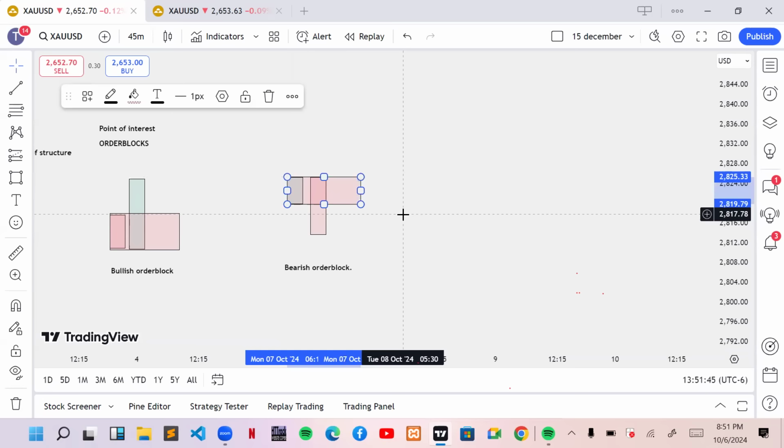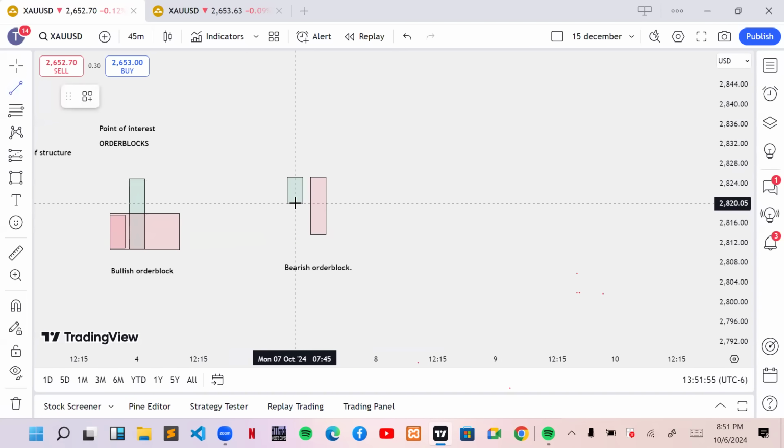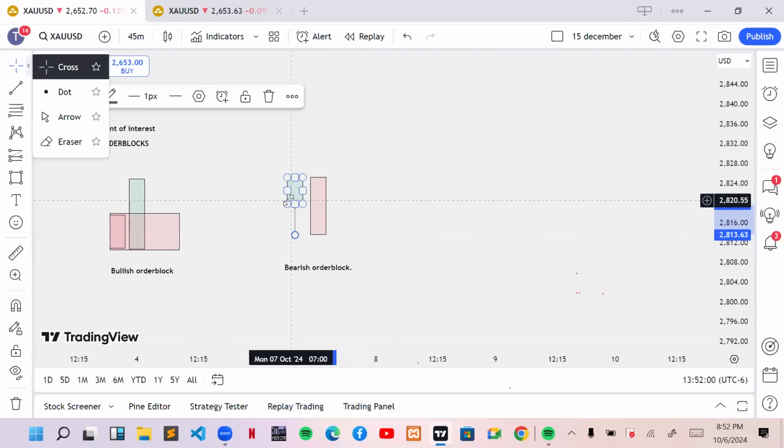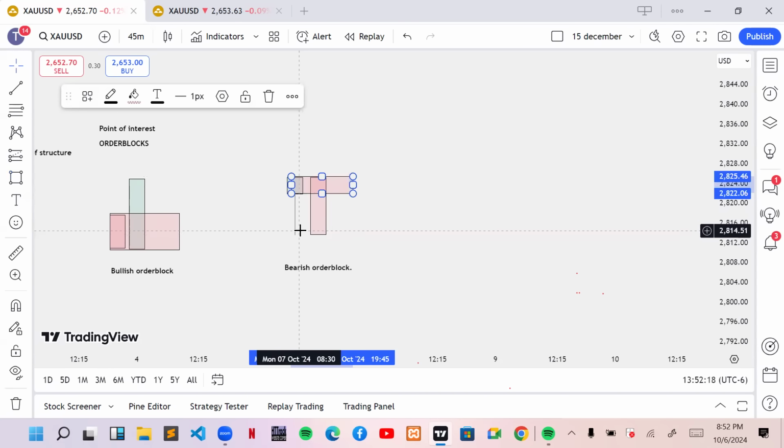Now, most people also ask, because I already know what's in your mind, what if there are wicks in the order block? How do you pick an order block if there are wicks in it? So, for example, let's say this was a bearish order block, and this is the wick, and this is the candle. Now, the rule in picking order blocks with wicks is, if the wick of the order block is longer than the body of the order block, you pick your entry from the body.